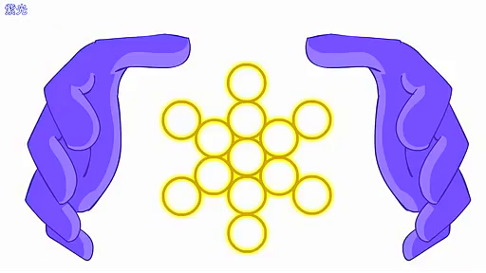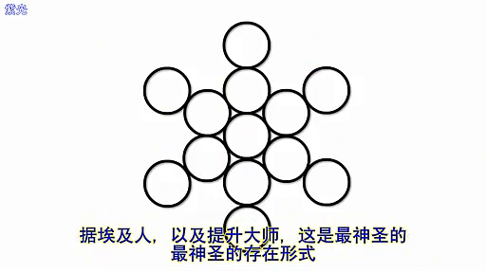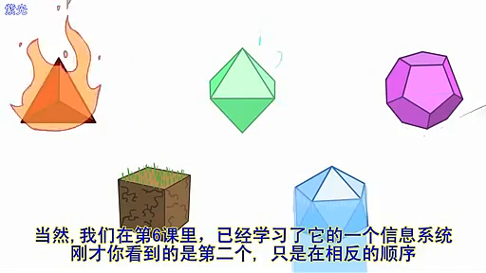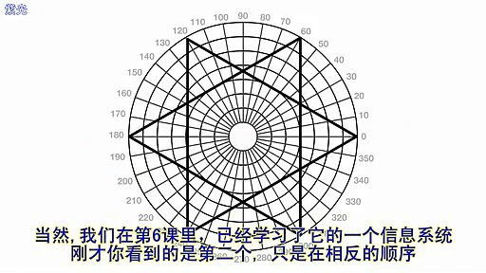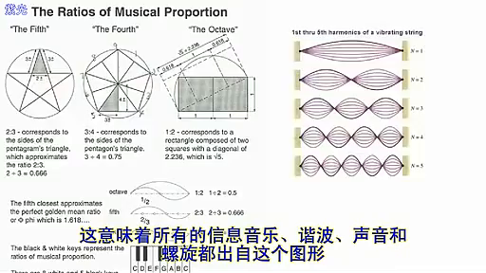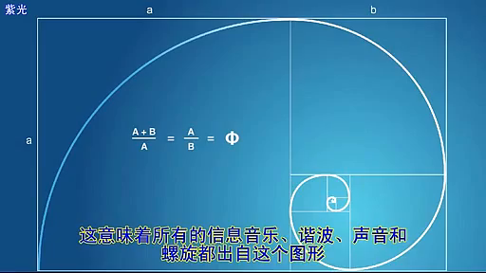According to the Egyptians, as well as the Ascended Masters, this is one of the holiest, most sacred forms in existence. Of course, we already learned one of its informational systems in Lesson 6, and what you just saw was the second, only in reverse order. What this means is that all of the information of music, harmonics, sound, and spirals come out of this image.